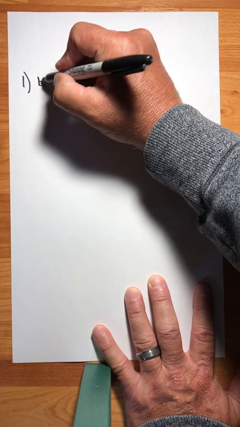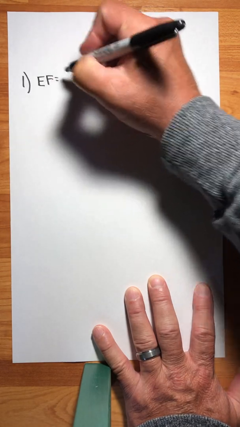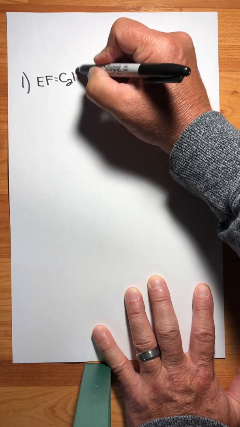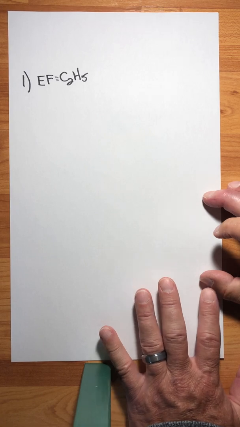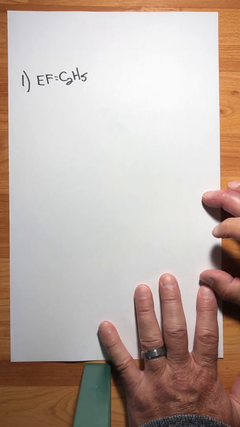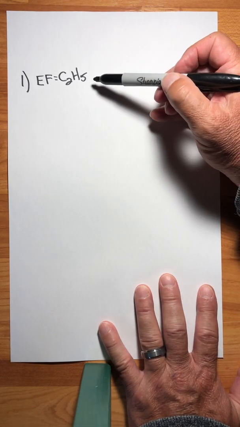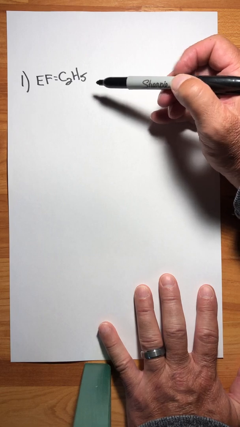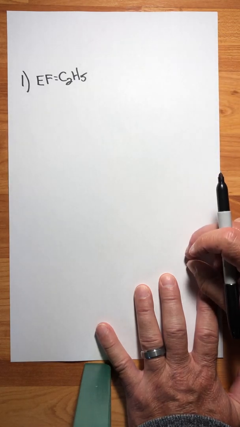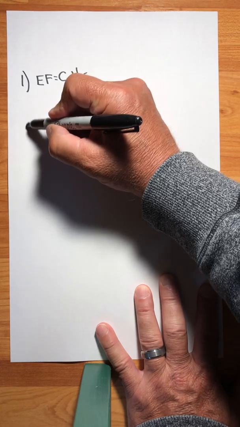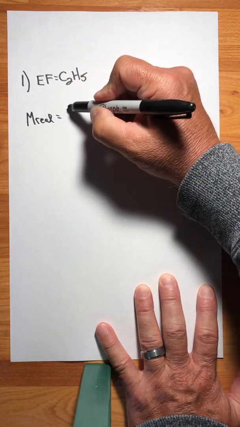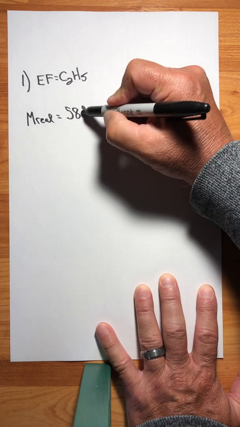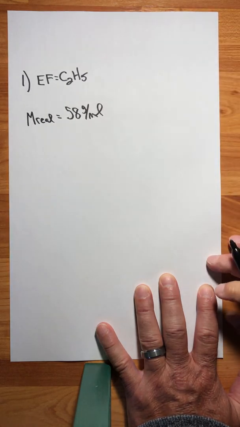So the first one, it tells you that the empirical formula was already calculated for you, and it was C2H5. Now, I can tell you that on any test and any exam, I will never ever give you the empirical formula. I will always have you calculate it for me, okay? Now, I also told you in the question that the real molar mass, or the actual real molar mass, was 58 grams per mole, okay?